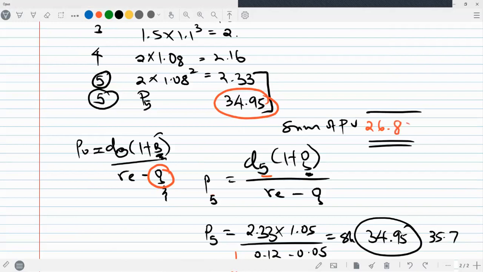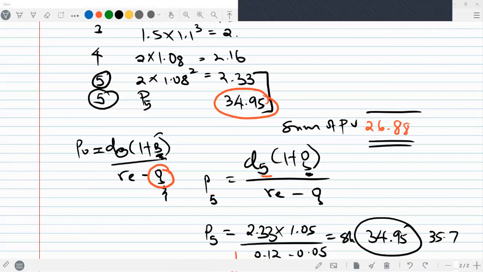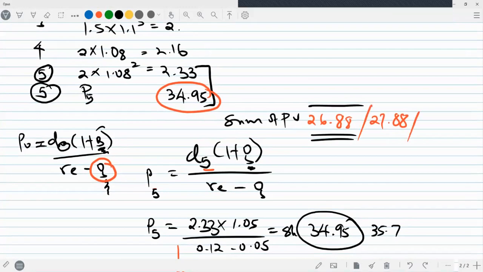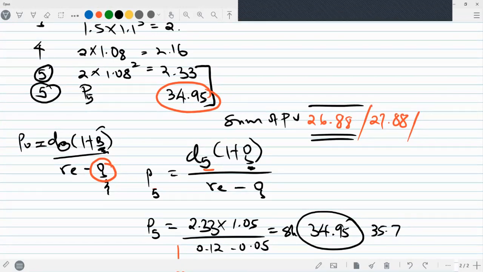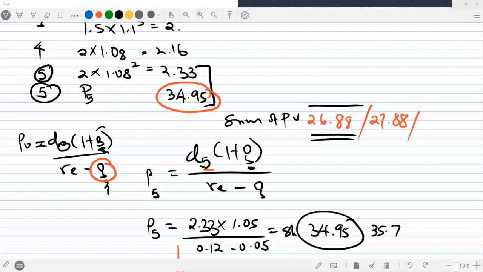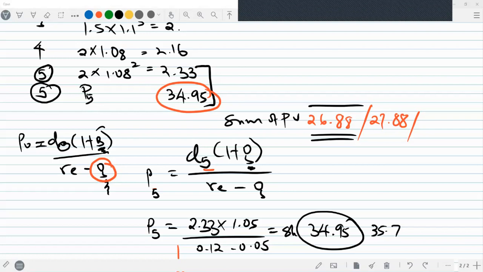26.88. Someone confirm that value. 26.88 as the sum of the present value of all these dividends. I have 27.88. Okay. Someone else? 26.87, 26.88. Another answer?